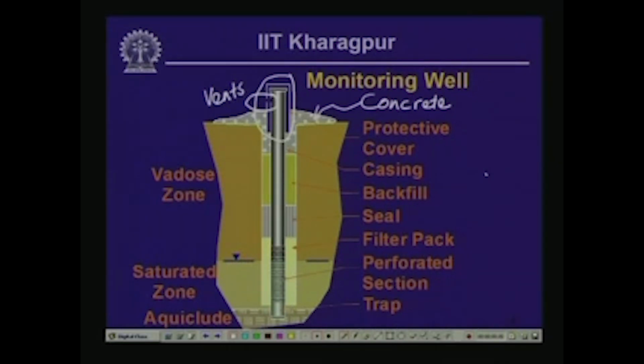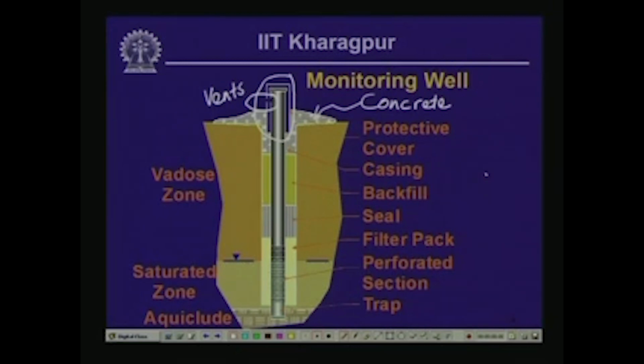Now, you can also see at the bottom of the perforated section there is a trap, or the solid portion of the casing tube extends a little bit below the perforated segment of the casing tube, and this particular portion is normally installed in order to ensure that any fine grained debris that moves into the casing tube with groundwater entering through perforations gets trapped at the bottom of the casing tube without clogging the pipe.